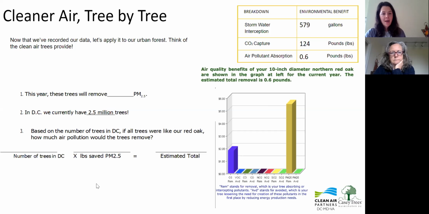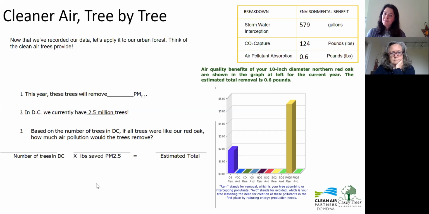So using the data we've gathered, we know that this tree soaks up or absorbs about 0.6 pounds of air pollutants. So you can say it would remove about 0.6 pounds. And if all of the trees together took that much out this year, we can estimate 0.6 times 2.5 million, so it'd be about 1 million pounds of air pollutants taken out of the atmosphere this year. That's a lot of air pollution that we're not breathing in, and that's not affecting our health.